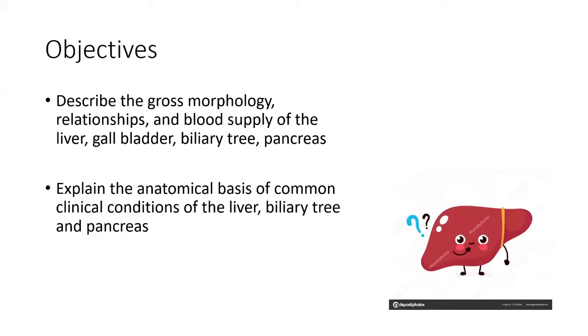So the objectives we are going to obtain are to describe the gross morphology, relationships, and blood supply of the liver, gallbladder, biliary tree, and the pancreas, and to explain the anatomical basis of the common clinical conditions of the liver, biliary tree, and pancreas. Just from this lecture, you might not be able to obtain all of these objectives. You will have to cover the histology practicals, the anatomy practical sessions, and you can read around in your textbooks, and you can cover all these objectives with the help of this lecture.